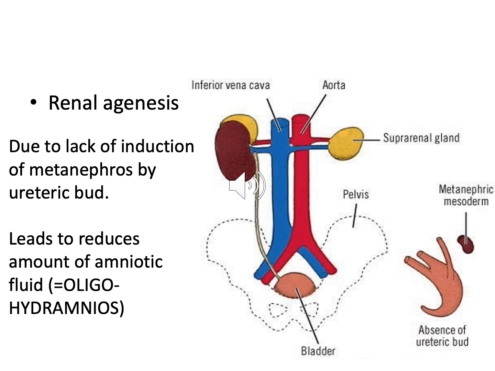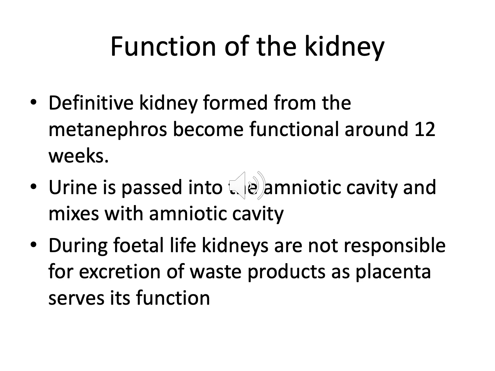Renal agenesis is a condition due to lack of induction of the metanephros by the ureteric bud. Because of renal agenesis, reduced amniotic fluid can happen and leads to oligohydramnios. The definitive kidney of the human is formed from the metanephros. These become functional around 12 weeks of gestation, and urine is passed into the amniotic cavity and mixed with the amniotic fluid later.